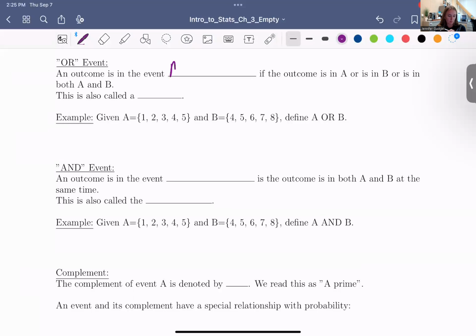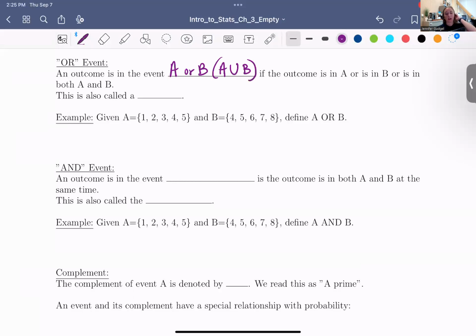All right, we are going to do ors and ands now. An or event, the full definition is that an outcome can be in the event A or B, which the proper mathematical notation for that is a union sign for this or. It's like a big U, but not a U with a little tail. It's just the U sign for union. A or B is how we read that.